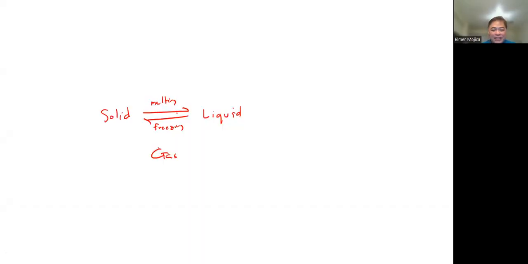Okay? And if you have what we call liquid to gas, ano yun? Evaporation. Okay, so usually it's vaporization. Vapor. And then if it's the other way around, it's condensation. And sometimes you go to solid without passing the liquid state. What do you call that? Sublimation. And if it's the other way around, you call it deposition.